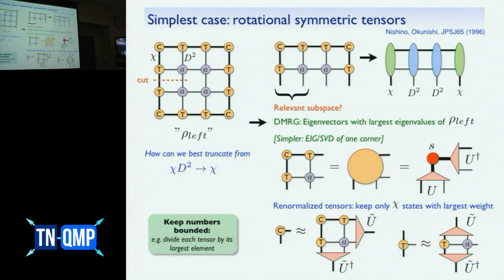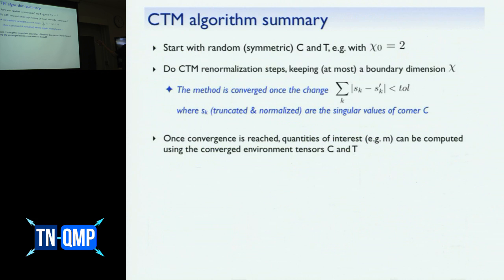So what you need to do is start from some initial boundary. You do these renormalization steps until you have reached convergence. There are different convergence criteria, and one thing you can do is compare the spectrum of the singular values of the current step with the previous step, and if the difference goes below a certain tolerance, then you have reached convergence. Make sure these are truncated and normalized singular values. And once you have reached convergence, then you can compute quantities of interest.